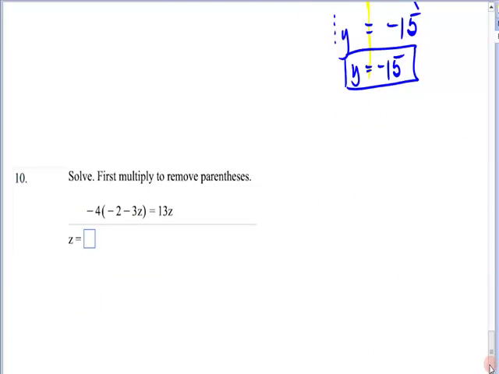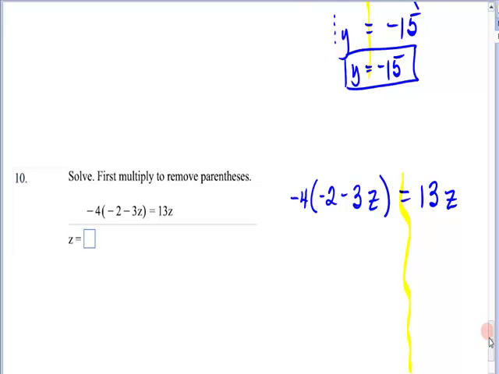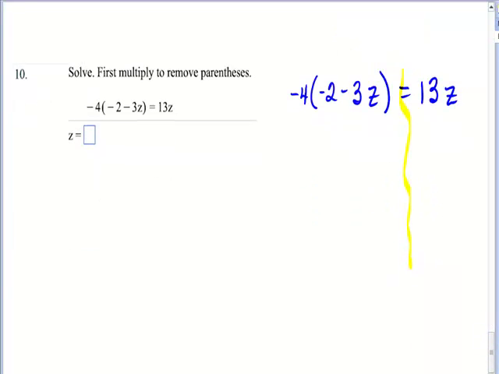Okay, we're on our last problem. Looks pretty complicated, but we'll see. We have negative 4 parentheses, negative 2 minus 3z, close parentheses, is equal to 13z. Barrier. Step 1 is, can you simplify the left expression or simplify the right expression? Well, you can simplify on the left using the distributive property. Negative 4 times negative 2 is positive 8. Negative 4 times negative 3z is positive 12z. Those are not like terms, that's all I can do, and that is equal to 13z.